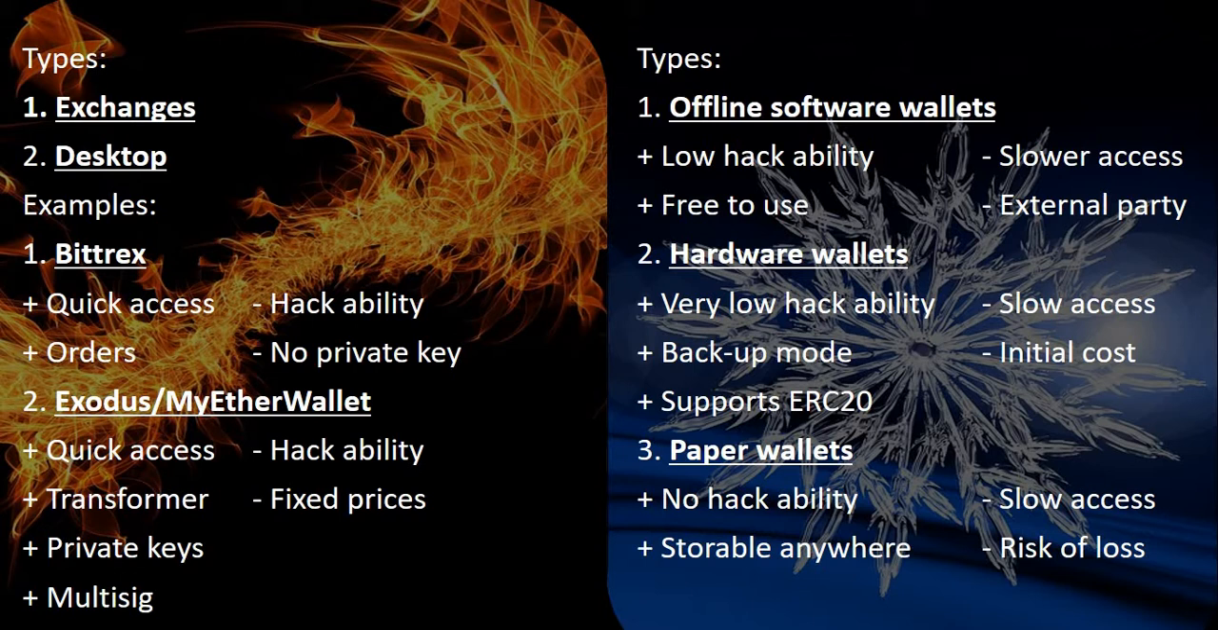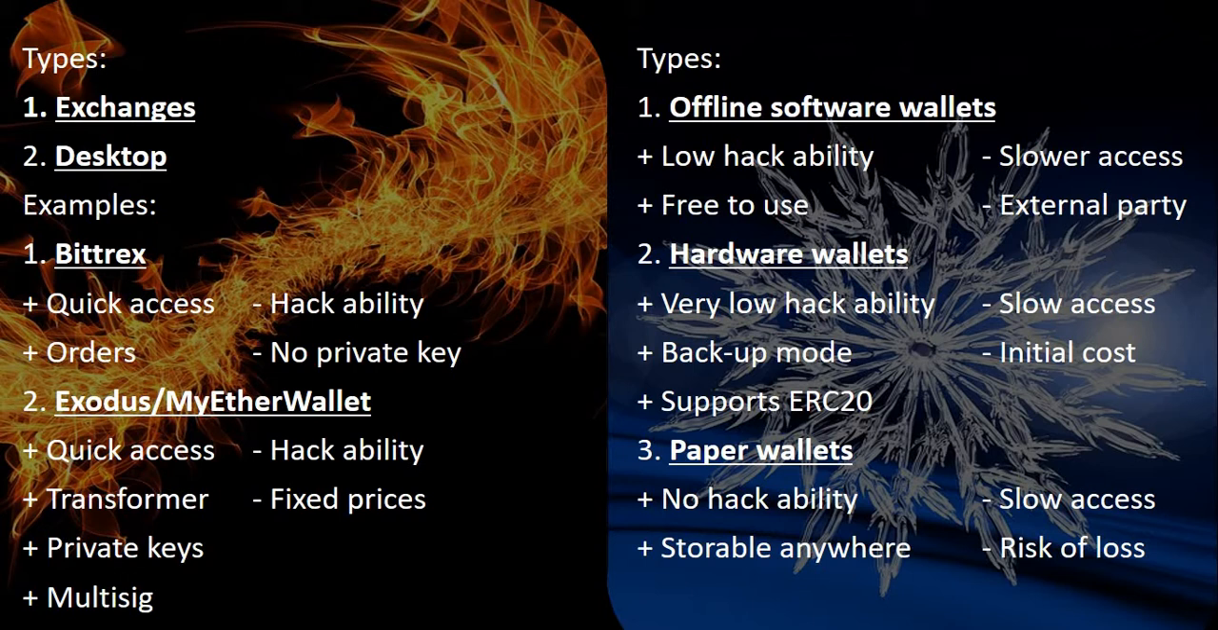Another upside is the transformer. Exodus has a transformer built into its platform, so you don't need to go to an exchange before you can trade your coin. You can just do it within the platform. However, the downside is that the prices are fixed, so you can't fill in some kind of order. You just take the price as it is given.